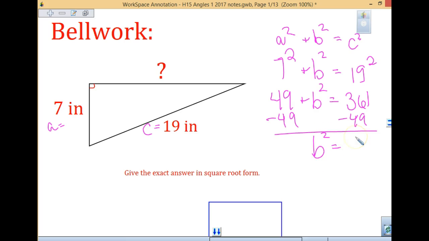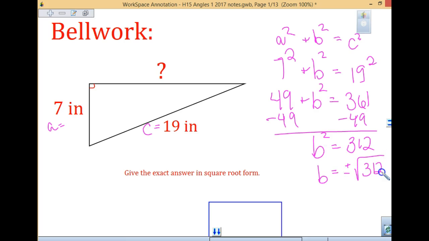Next year when you get into algebra about this time, you'll be working with quadratics like this, which are squared ones. B squared is equal to how much, Ava? 312. I need to find what B equals. To get rid of the square, I take the what? Square root. Usually we think of it as being plus and minus.